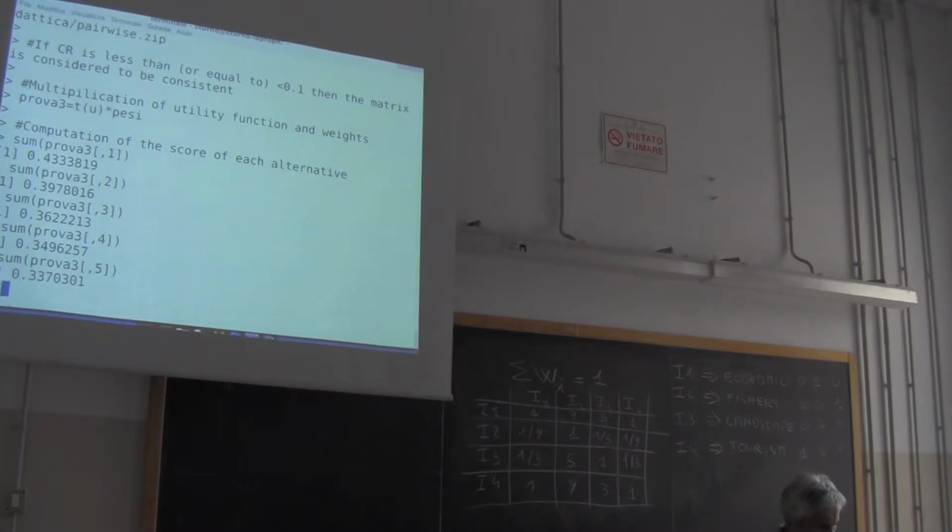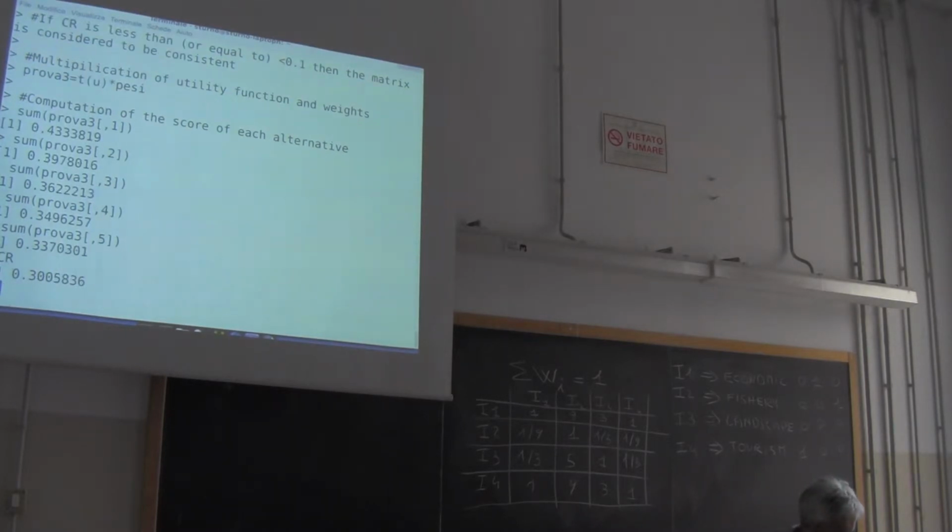Okay, so now let's see CR. You see that CR is 0.3, which is higher than 0.1. So this evaluation is inconsistent. Okay, and still we see that there was a preference for the first solution, with less dominance of the first solution with respect to the others, compared with the first exercise that we did, but the evaluation is inconsistent. Okay, that's it.